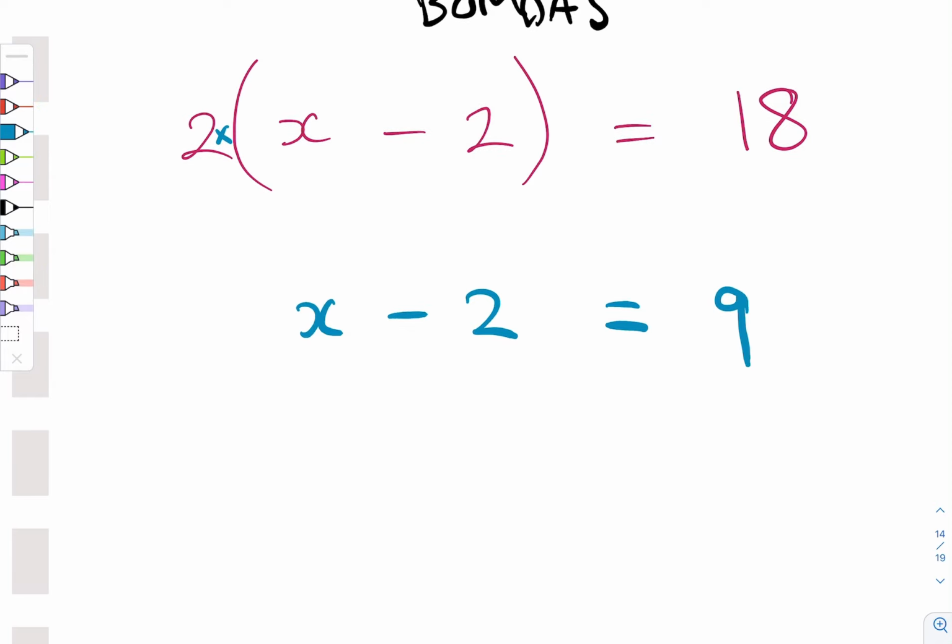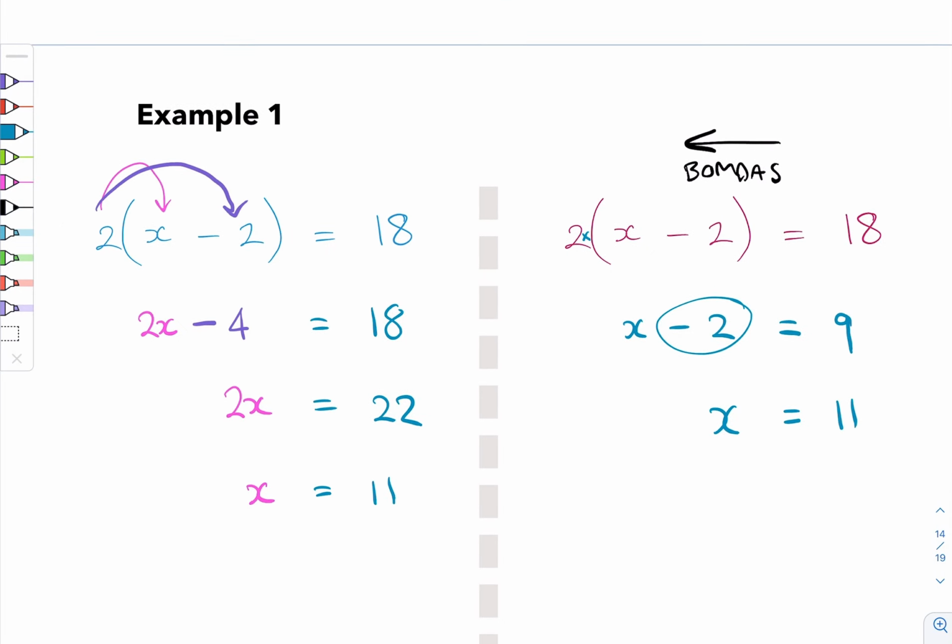Now I want to remove the negative 2, so I'm going to add 2 to both sides. So my right-hand side goes to 9, 10, 11, and x there is all by itself, and we're finished. Now if we zoom out, this is the exact same problem, left and right-hand side, but I find the one on the right-hand side is more convenient because it's a very, very basic scenario where I didn't have to open the bracket.